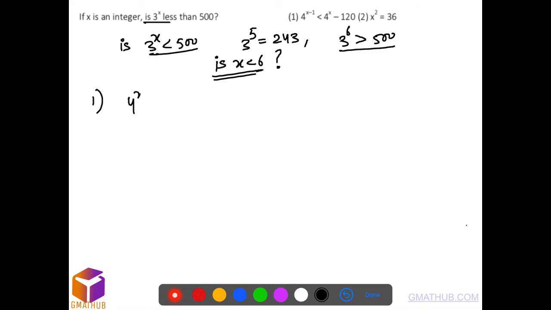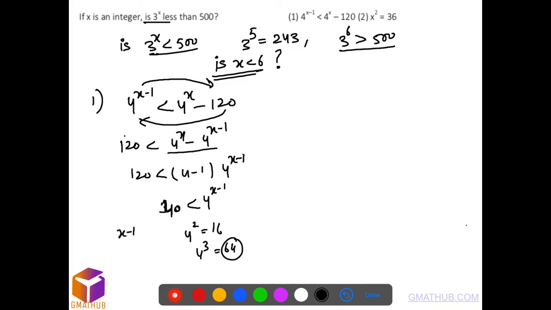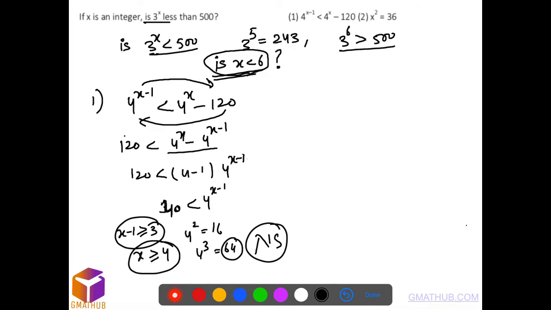First statement, 4 raised to power x minus 1 is less than 4 raised to power x minus 120. So taking this to this side and 120 to this side. Taking 4 raised to power x minus 1 out, it is 4 minus 1 greater than 120. So dividing both sides by 3, it is greater than 40. That's what it means. So see, 4 raised to power 2 will be equal to 16, 4 raised to power 3 will be equal to 64. So x minus 1 is greater than or equal to 3, or x is greater than or equal to 4. That's what we get. But the question is, is x less than 6 or more than 6? We can't say. It could be 5 also, 7 also. We really cannot say.